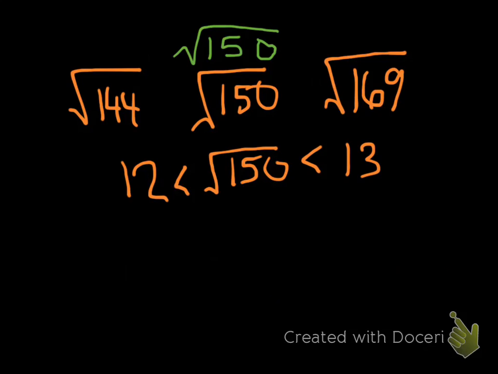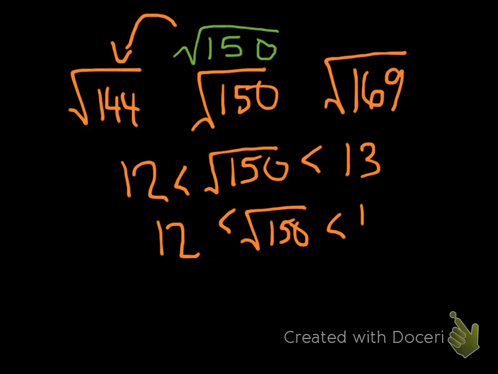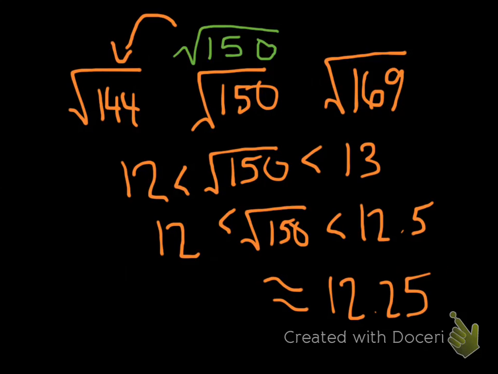Now, since 150 is closer to 144 than 169, we can say that 12 is less than square root of 150, which is less than 12.5. So basically, the square root of 150 will be between 12 and 12.5. And when we use a calculator, we get approximately 12.25, meaning our estimate was correct.